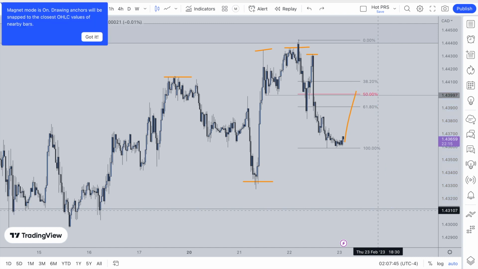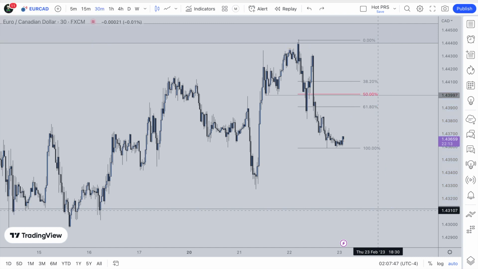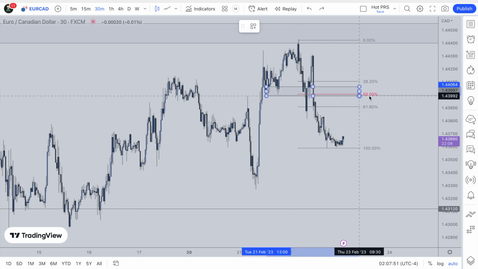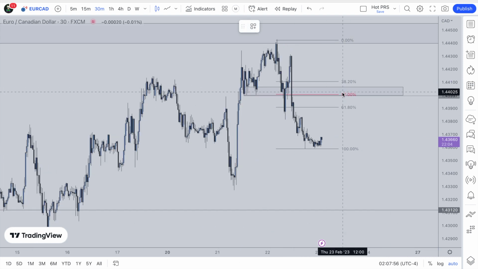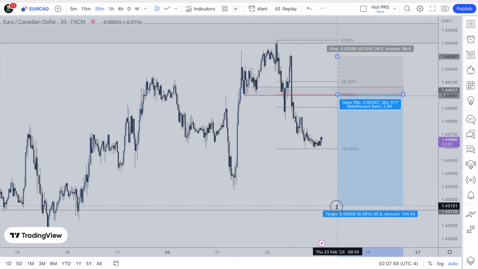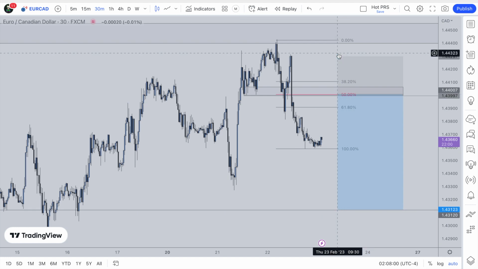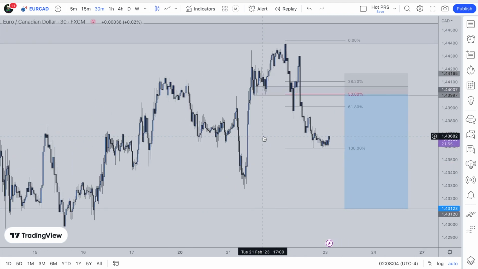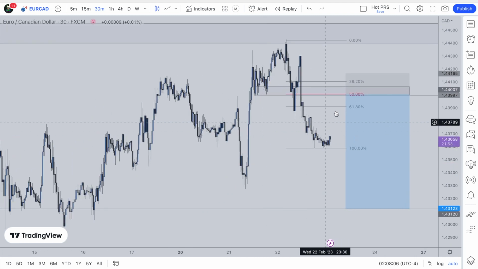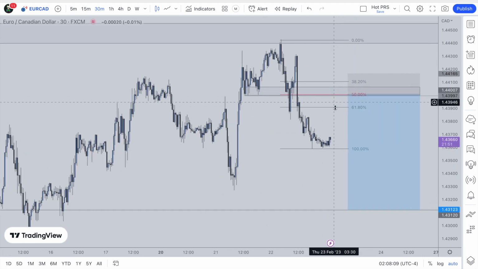So the trade will look something like this, with a 15 pips stop loss. This is how the setup would look. Hopefully price comes back to this zone, gives us some form of weak rejection, and from there we could take some sells. I'll come back, guys, and update you on how this trade plays out.